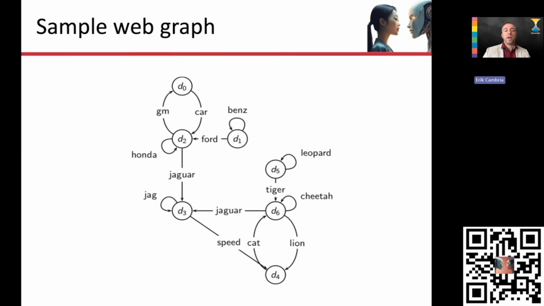So let's say we have a situation like this. These are web pages, or our documents in the information retrieval sense, and these are our hyperlinks with anchor text. For example, on document D0, there is an anchor text "card" that links to document D2. And then on D2, we have anchor text "GM" that links back to D0. So this graph tells me how I go from one page to another.